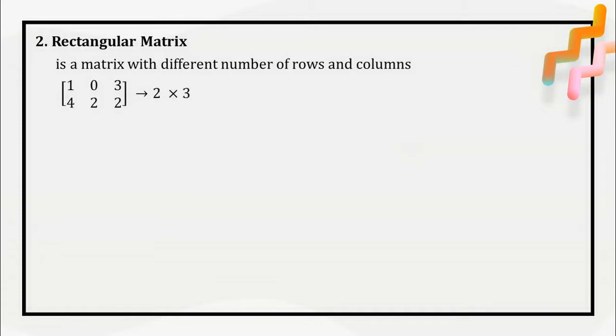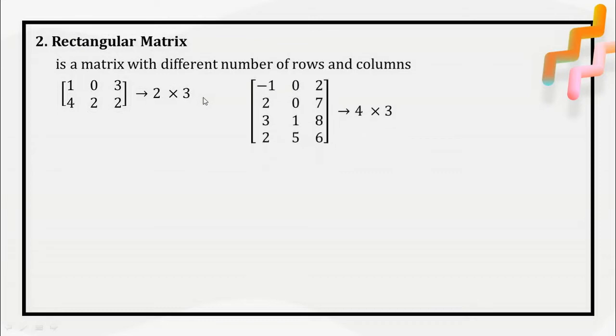So from here we can see they have 2 rows and 3 columns. The rows are 1, 0, 3 and 4, 2, 2, and the columns are 1, 4, 0, 2, and 3, 2. So this one is 2 by 3. So this one is a rectangular matrix.